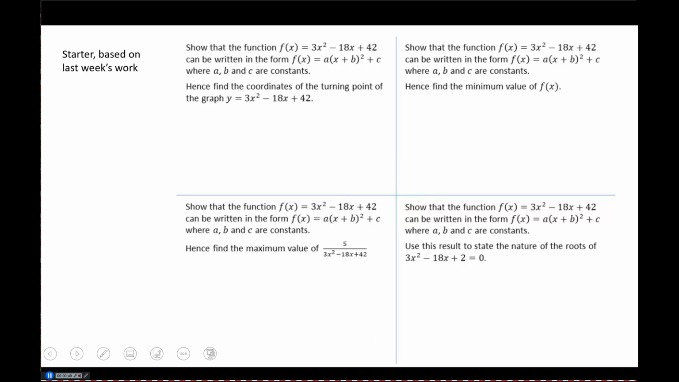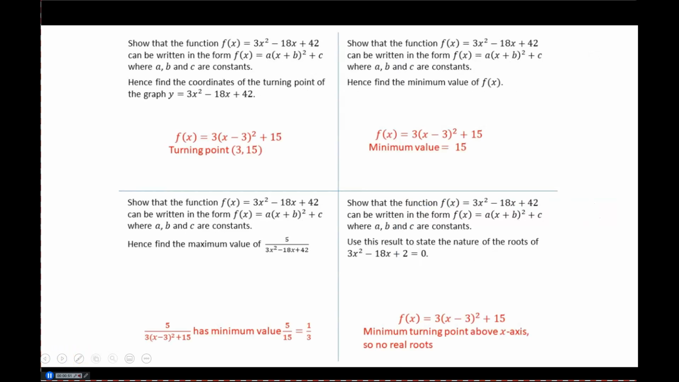Okay, so here are all the answers, including the completed square form. The turning point is (3, 15). Remember, it's the opposite of the bit in the bracket, and the plus 15 is the y value. So the minimum value is 15. Our graph looks a bit like that, and that point there is (3, 15). Sorry, that's 15, badly drawn.